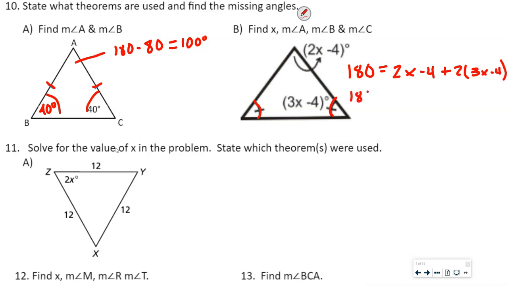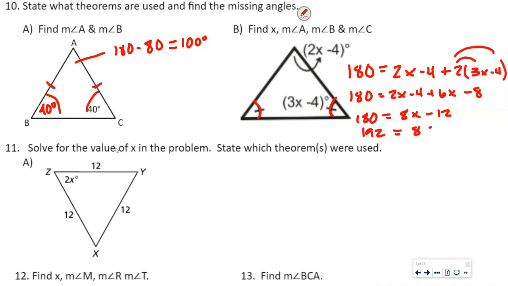So this is going to be 180 equals 2x minus 4 plus 6x minus 8. I'm going to distribute that 2, okay? So that's going to be 180 equals, we're going to combine our like terms, our 2x and our 6x, that's going to be 8x. Negative 4 combined with the negative 8 is going to be minus 12. So now we're going to add 12 to both sides. That's going to be 192 is equal to 8x.